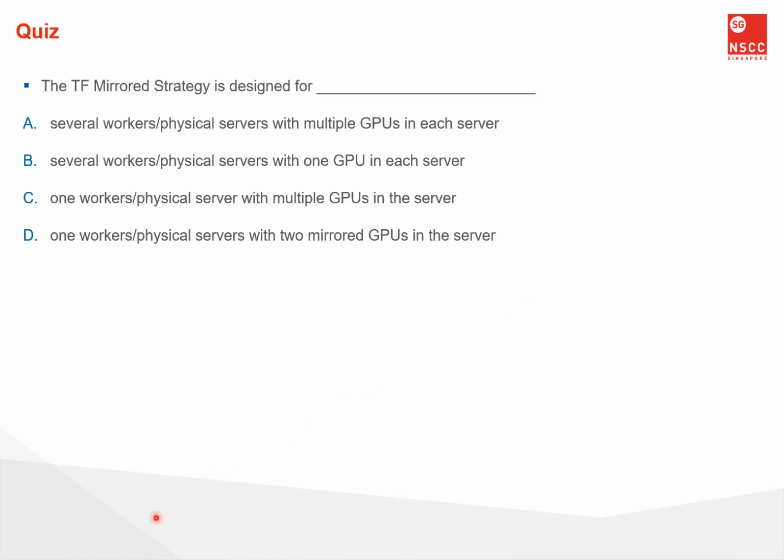So here's a quiz question for you. The TF mirrored strategy is designed for: A. Several workers or physical servers with multiple GPUs in each server. B. Several servers with one GPU in each server. C. One server with multiple GPUs in the server. D. One worker with two mirrored GPUs in the server. So this is basically a simple question. Just pause a while before going on to the further part of the video.